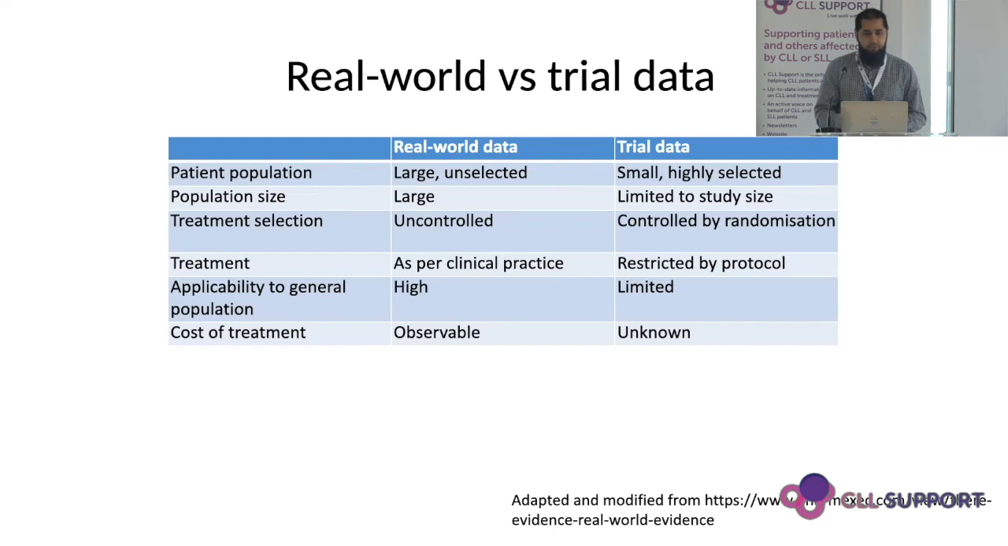And this is a little table that we've created which summarizes the difference between trial data and real-world data, just to help you understand the differences between the two. With the patient population, as we're looking at the whole patient population, it's an unselected cohort. We're looking at all patients, whereas with trial data, you have a highly selected group of patients. That leads to a limited cohort of patients, whereas in real-world data, you have a larger cohort that you can look at.